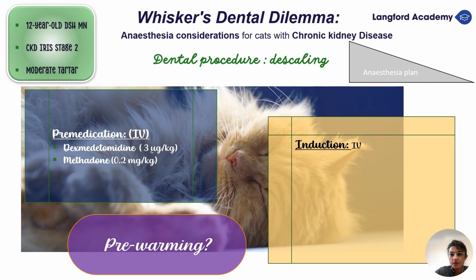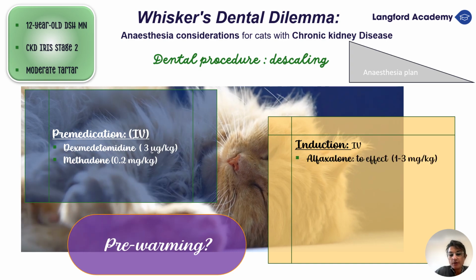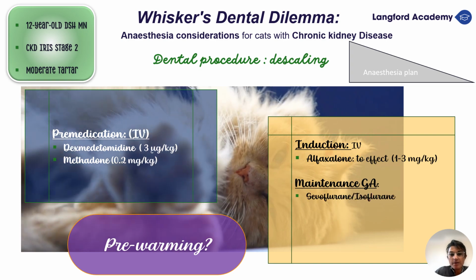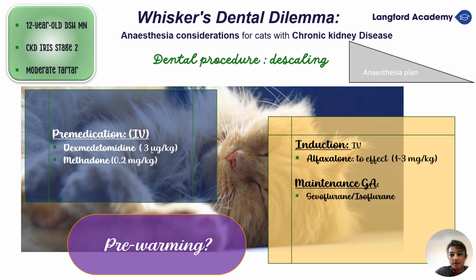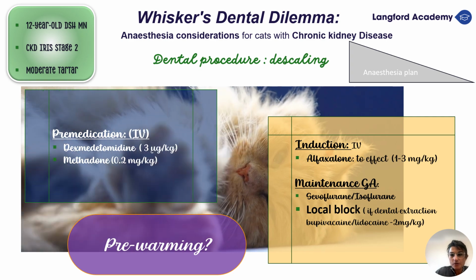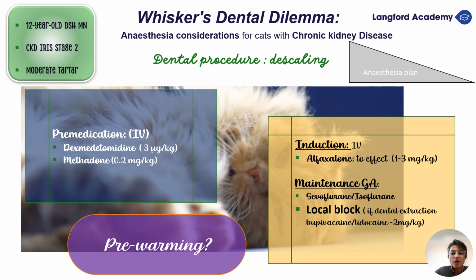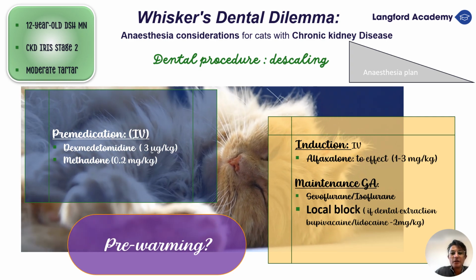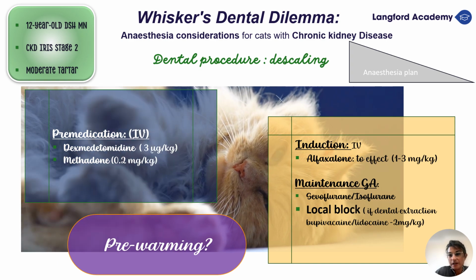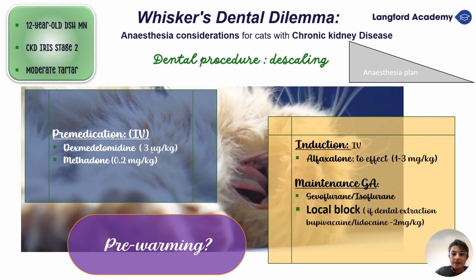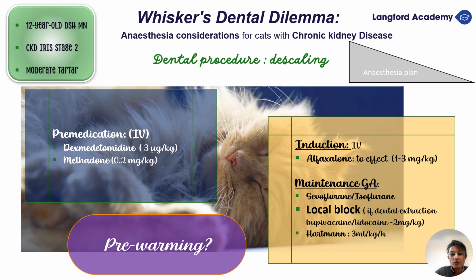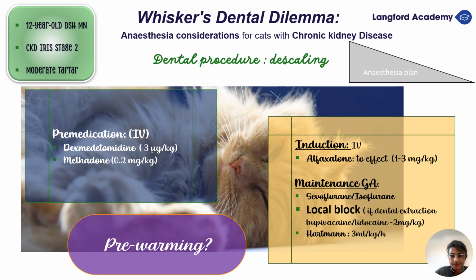In terms of induction, you could use alfaxalone to effect, but you could also use propofol if you want. Maintenance, same, inhalant, either way, it doesn't really matter. Local blocking for the dental procedure is essential. Make sure you don't go above the toxic dose because cats are very sensitive to local anesthetic, specifically lidocaine, and make sure you don't give it intravenously. And then again, Hartmann's 3 ml per kilo per hour.